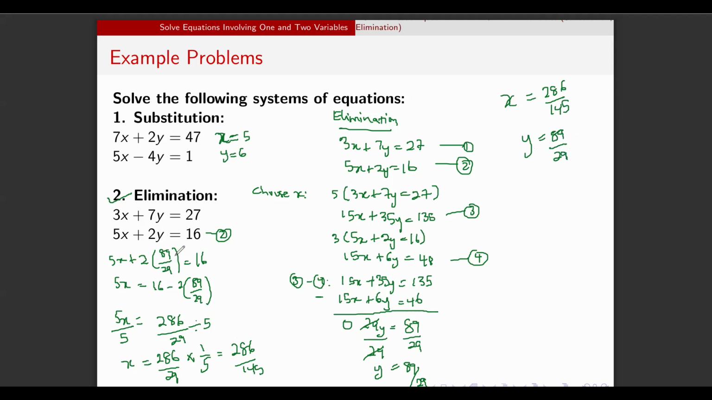Let me put them back into any of the original equations, and let me see if I'm going to get the correct one. So I choose the first equation, 3x plus 7y equals 27. So 3 times x, which is 286 over 145, plus 7y, y is 89 over 29, equals 27. Okay, let me see if this is correct. This is plus 7 times 89 over 29.